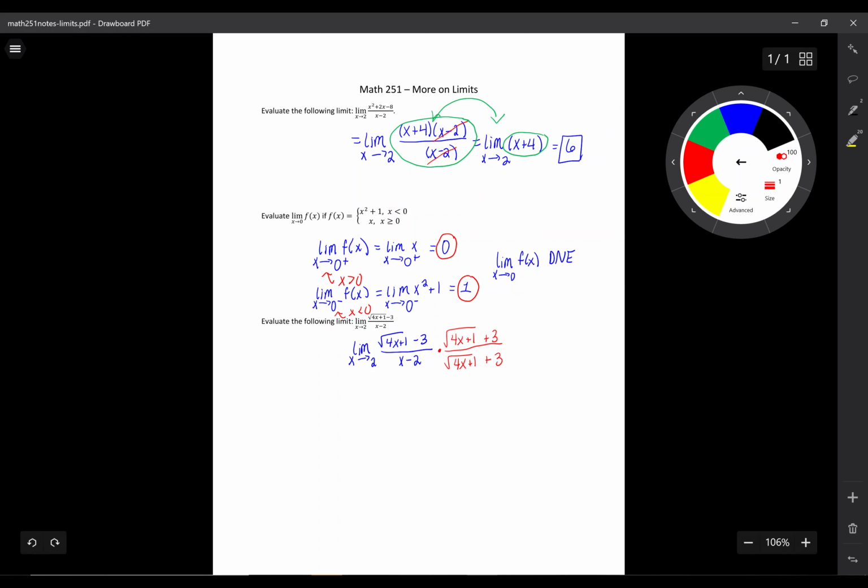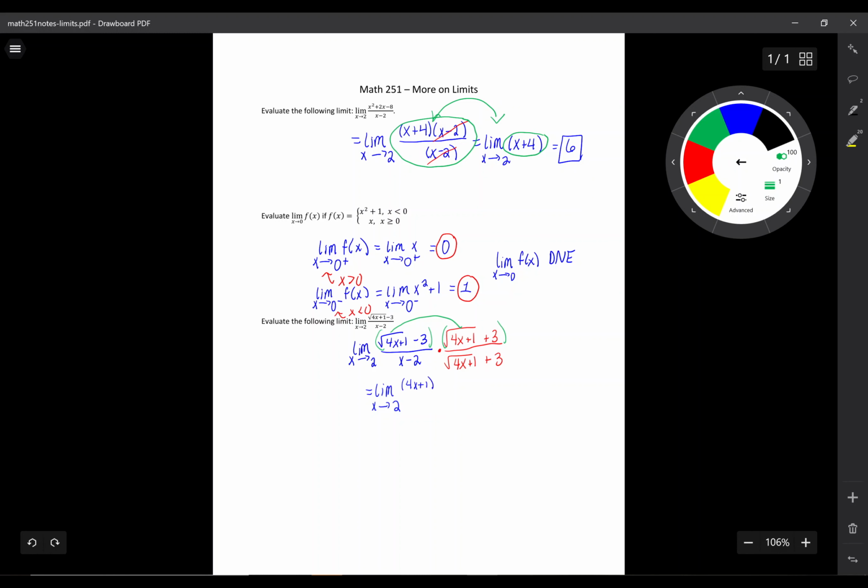And what multiplying by the conjugate does is that when I expand these two terms with each other, our inner two terms will cancel, right? So let's see how that happens. We have the limit as x goes to 2. So multiplying our outer two terms, square root of 4x plus 1 times square root of 4x plus 1, that just gives me 4x plus 1.